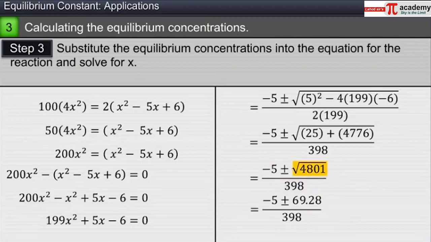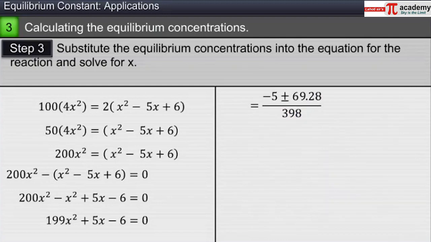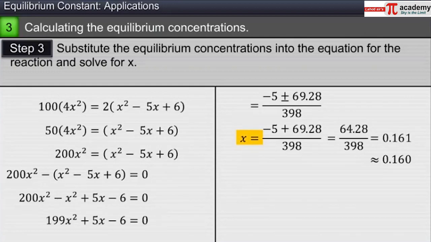The square root of 4,801 is 69.28. Hence, the equation can be written as minus 5 plus or minus 69.28 divided by 398. This can be written in two forms. One form is x is equal to minus 5 plus 69.28 divided by 398, which is equal to 0.160.